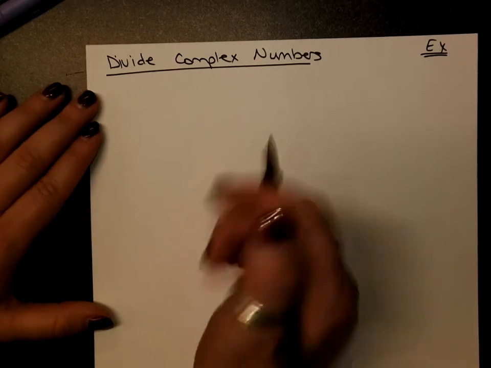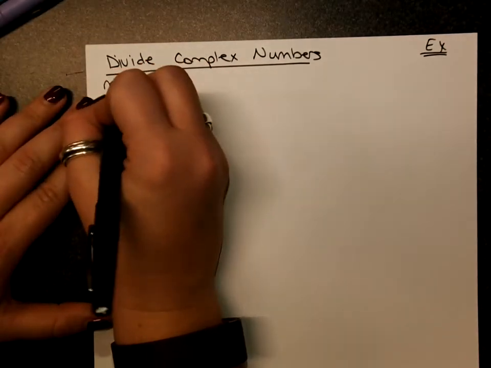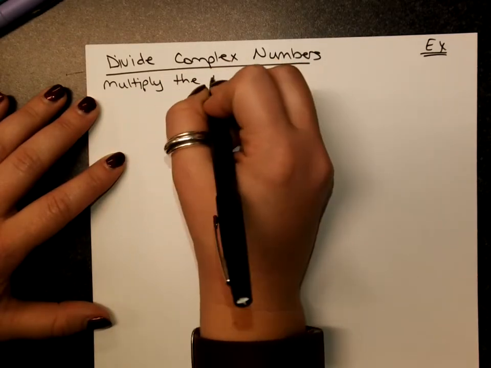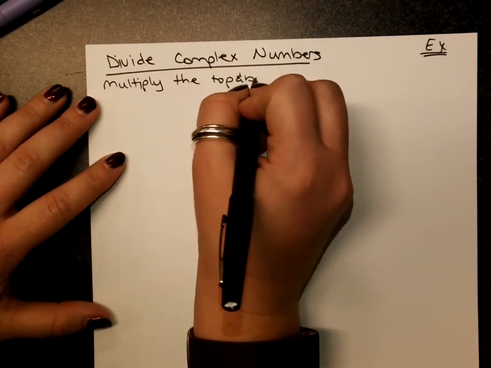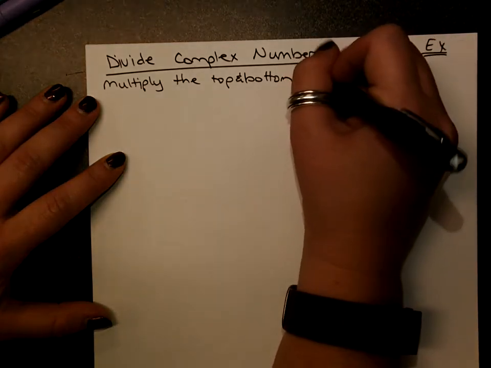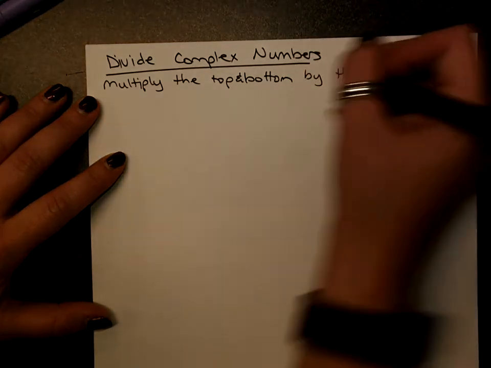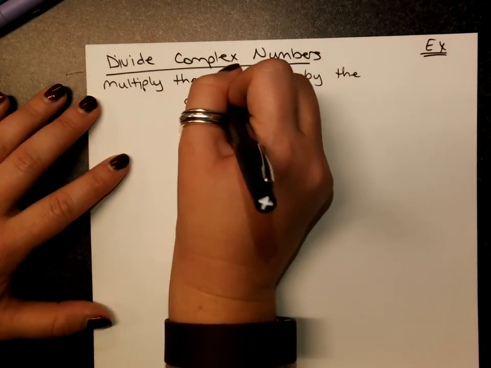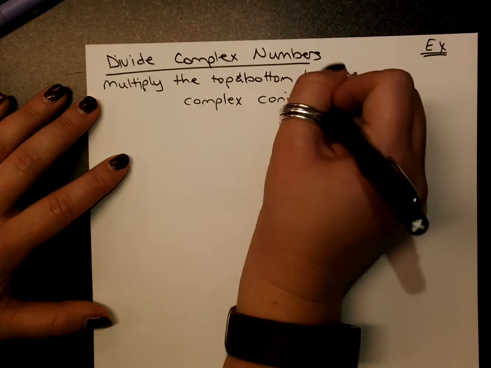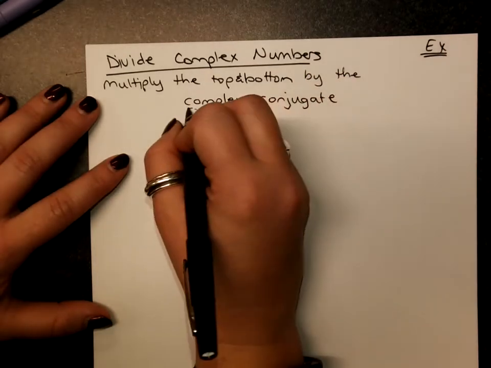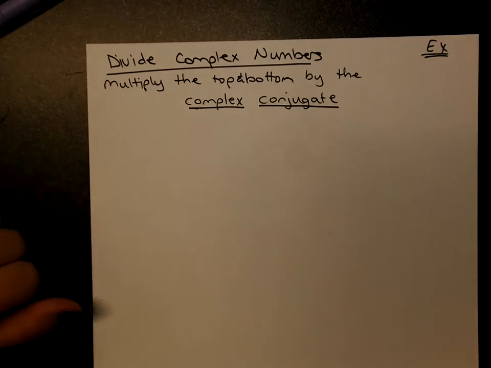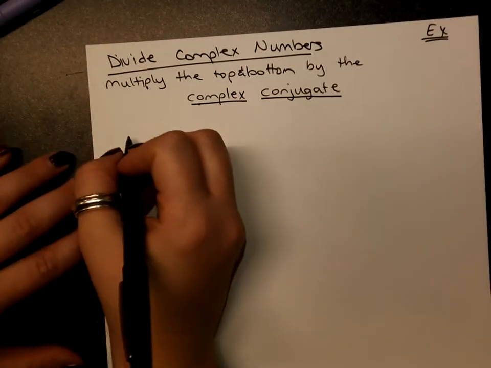Alright. So what you're going to do is multiply the top and the bottom by what they call the complex conjugate. It's just like we did with radicals. They just call it complex because it's imaginary. Conjugate. Complex conjugate. So I'm just going to jump right in here.